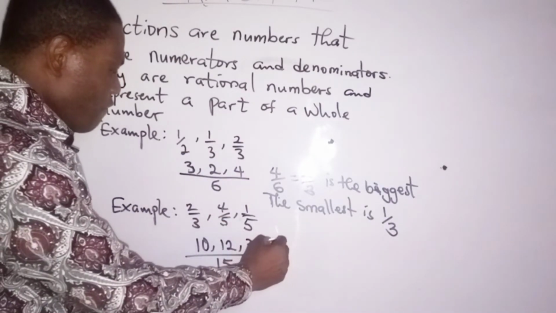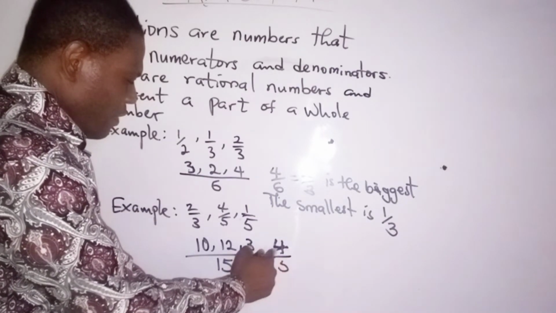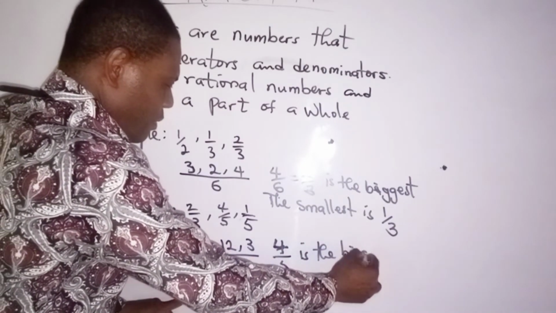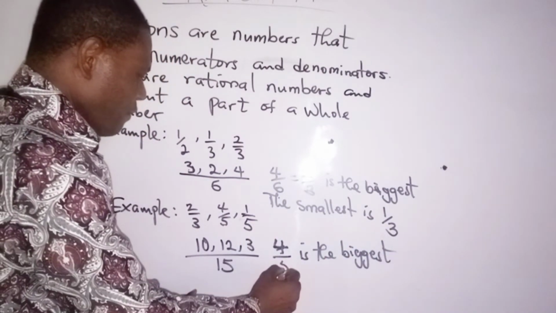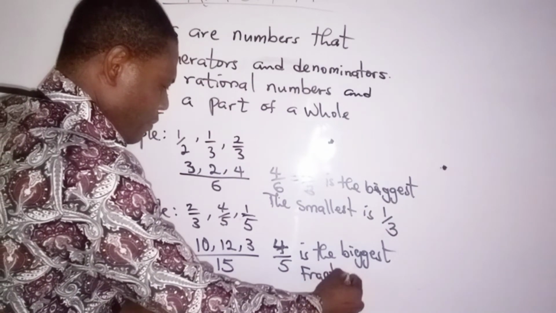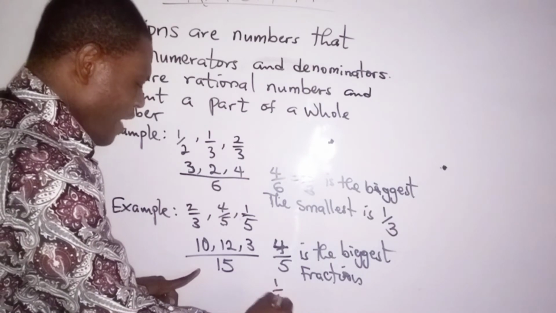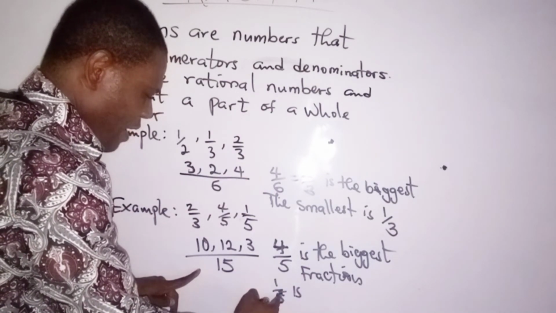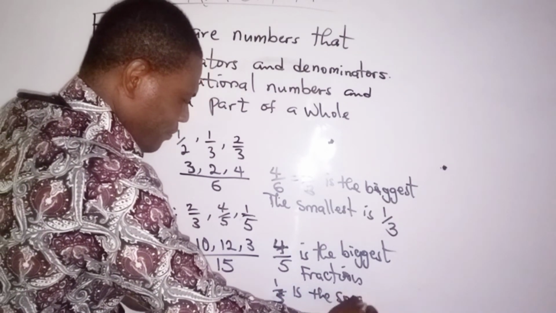So therefore, 4 divided by 5 is the biggest fraction. And 1 divided by 5 is the smallest.